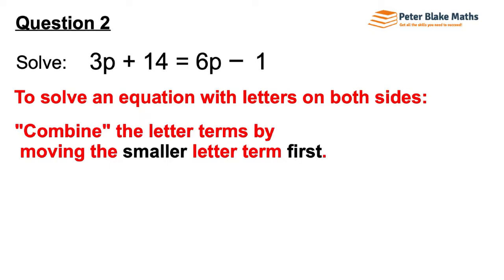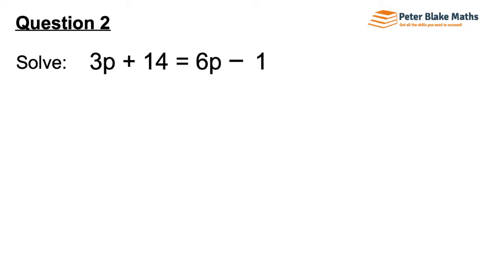In that situation, we'd like to try and combine the letters by moving the smaller letter term first. With the 3p and the 6p, the smaller letter term is obviously the 3p. Now you might get the impression that by moving that first, we're actually collecting the p's or the letters on the wrong side, in inverted commas. So it's not really the wrong side. We can fix that right at the end really easily, so don't worry about that.